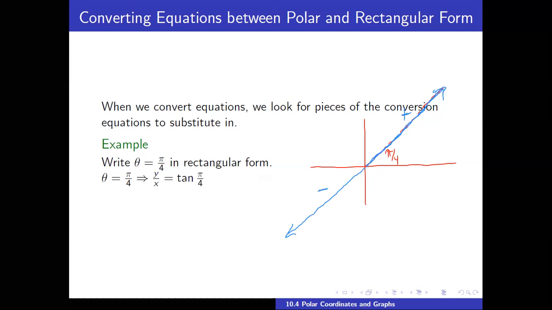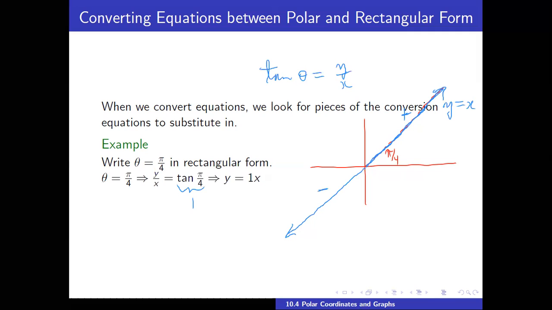Well, what you can do is use the fact that tangent of theta is equal to y over x. Right, remember that? Tangent of theta is equal to y over x. You can plug in pi over 4. What's the tangent of pi over 4, by the way? 1, because sine and cosine are equal there, yes? Okay. So this guy is 1, which basically means that y is equal to x. All right, so theta equal to pi over 4 is equivalent to the equation y equal to x.